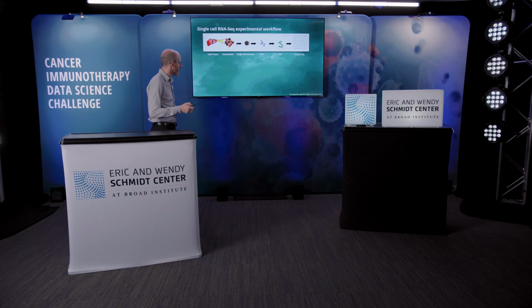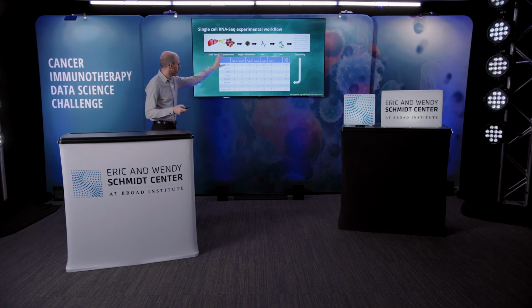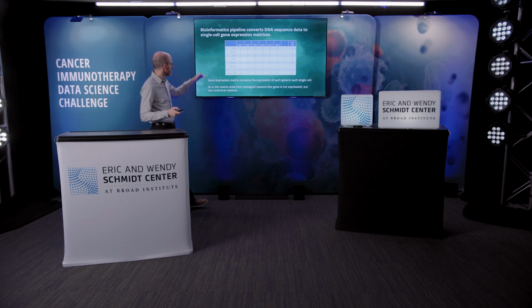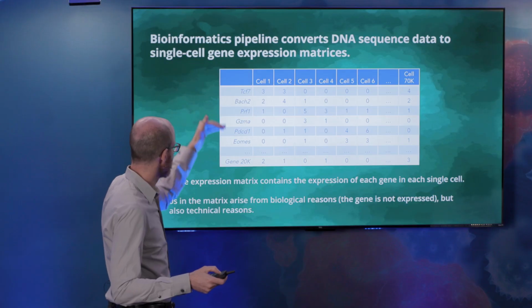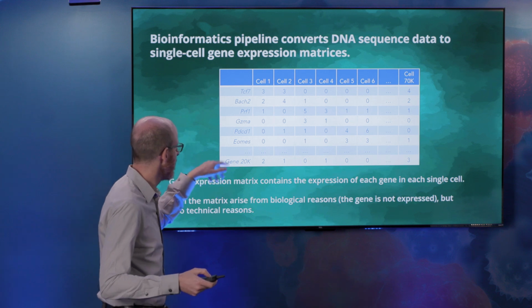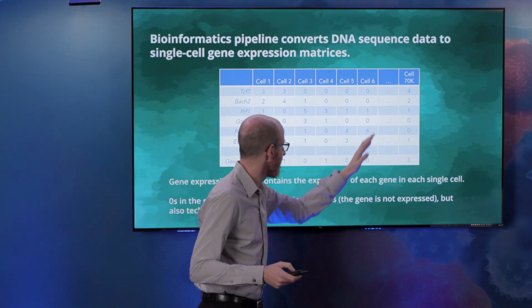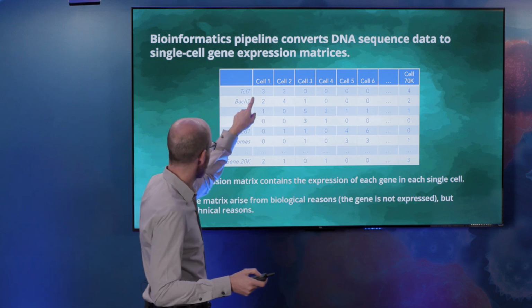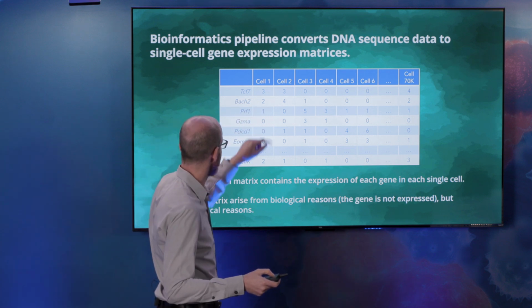And so the final outcome then is these big gene expression matrices, and let's look at them in a little more detail. To remind you again, the rows of this gene expression matrix are the genes, and there are 20,000 genes we could measure. The columns are the individual cells, and here in this experiment, we've measured 70,000 cells. And then the values are how much each gene was expressed in every single cell.